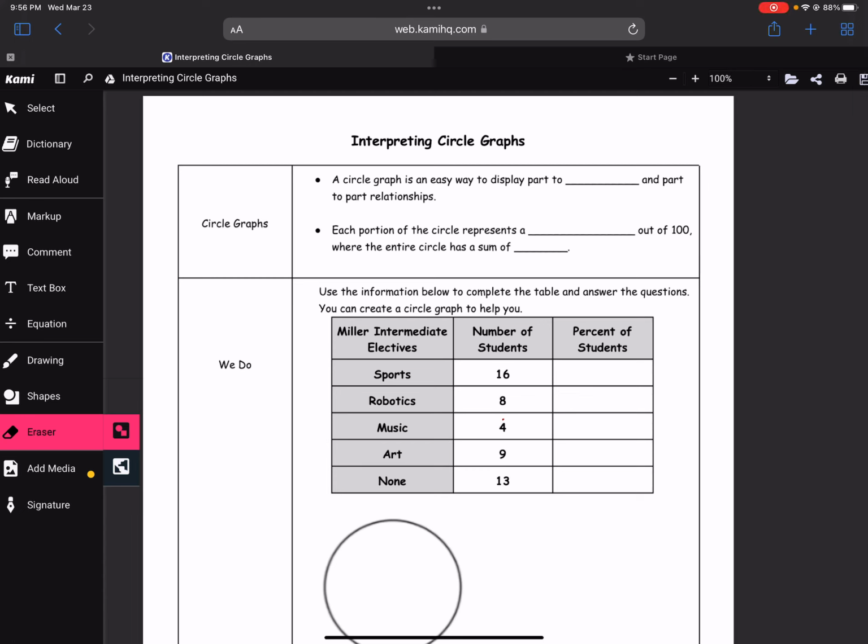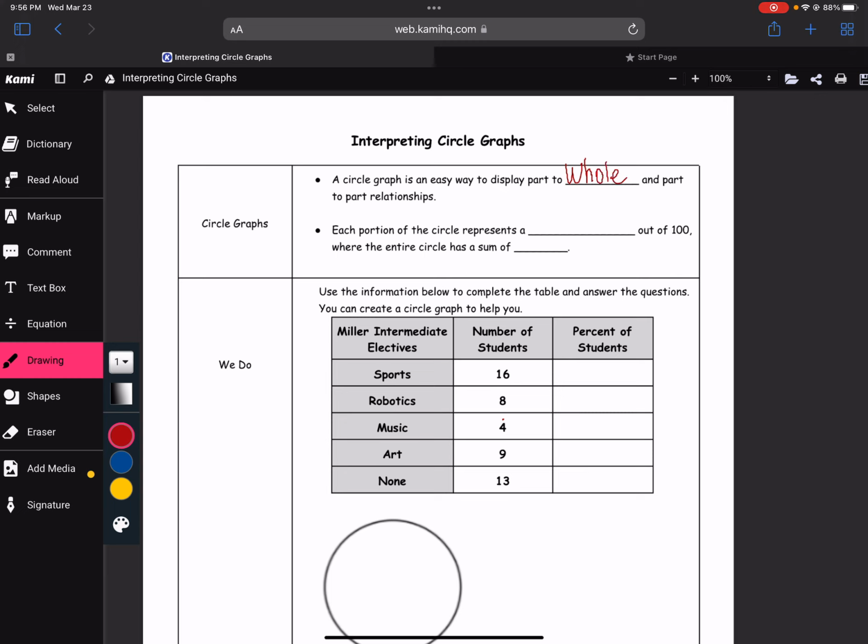Alrighty, guys, so today we are going to continue interpreting circle graphs. So let's jump right into it. A circle graph is an easy way to display part to whole, and part to part relationships. Each portion of the circle represents a percentage out of 100, where the entire circle has a sum of 100%.